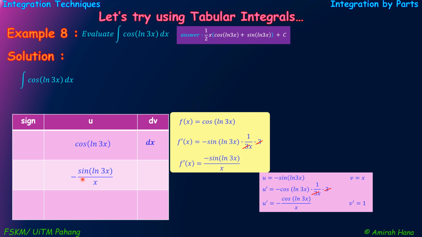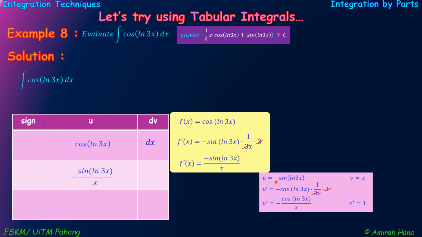Alright? So when we use quotient rule, we need to identify u and v, and we need to find u prime and v prime. Our u equals the numerator, which is negative sine ln 3x. Okay?